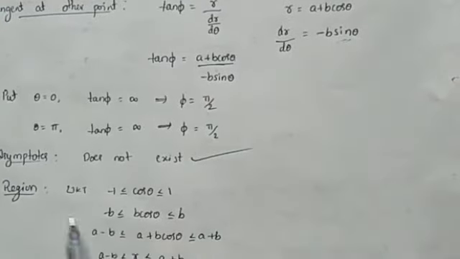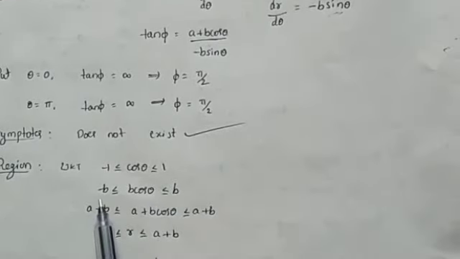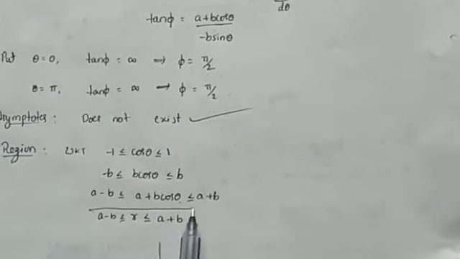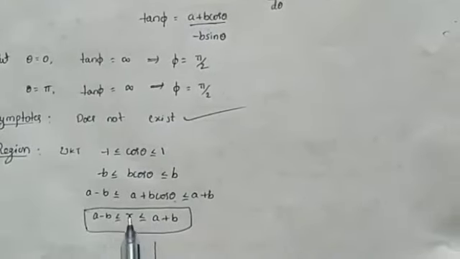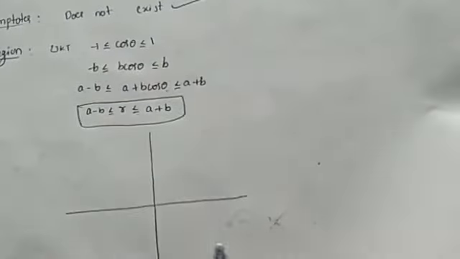The next one is the region of the curve. We know that cos theta lies between minus 1 to plus 1. We multiply throughout by b. We get minus b less than or equal to b cos theta less than or equal to b. So adding a, we get a minus b less than or equal to a plus b cos theta less than or equal to a plus b. A plus b cos theta is r. The region of the curve is a minus b less than or equal to r less than or equal to a plus b. Next we move on to the tracing of the curve.